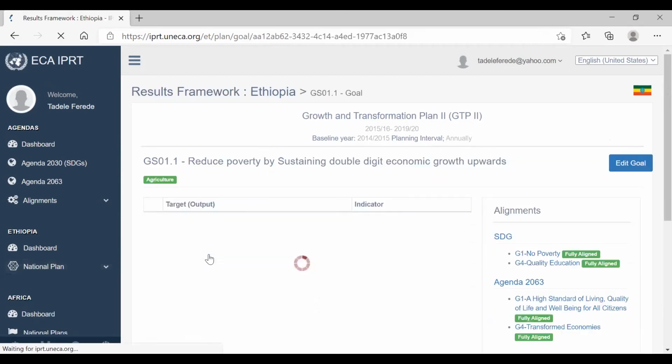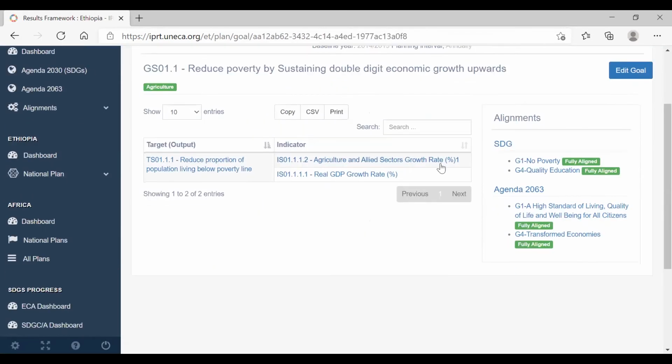If you click, for example, this one, you can also look at the alignment by target. The T refers to the target level alignment. I refers to the indicator level alignment. And with regard to SDG, it is fully aligned. With regard to Agenda 2063, it's also fully aligned. This is the first target of the national growth and transformation plan.